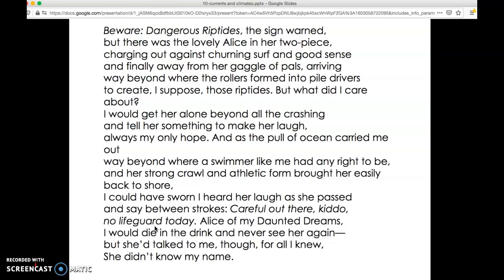So take from that poem what you will. It sounds like the author of the poem had a desire to meet this Alice who was able to swim out against the waves. She was a good swimmer, but he was not, and because of that, those riptides pulled him out.